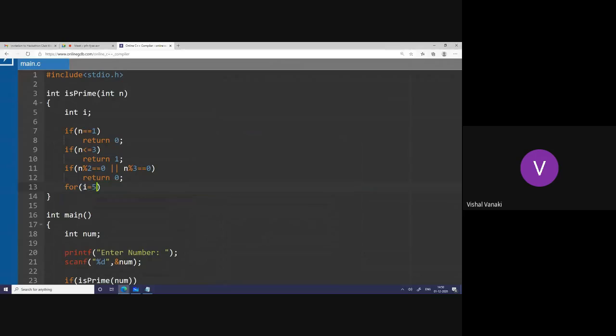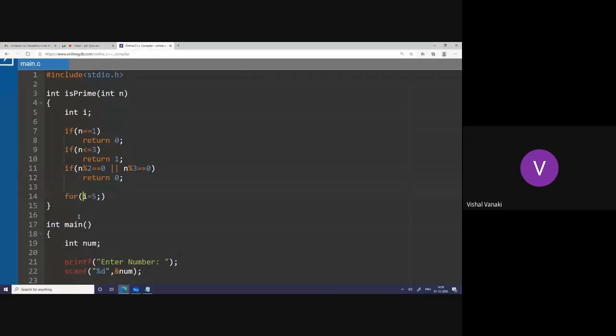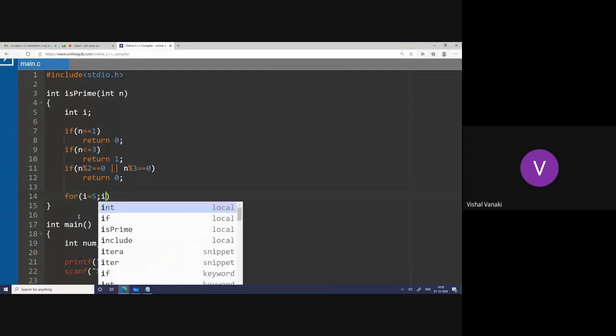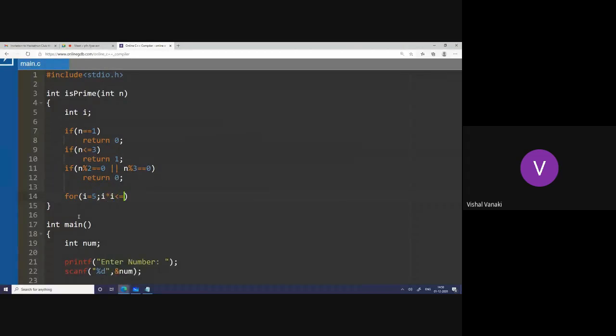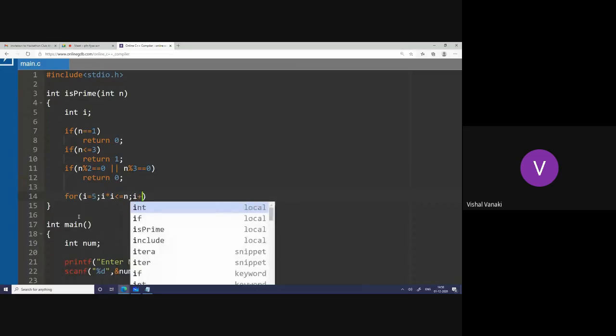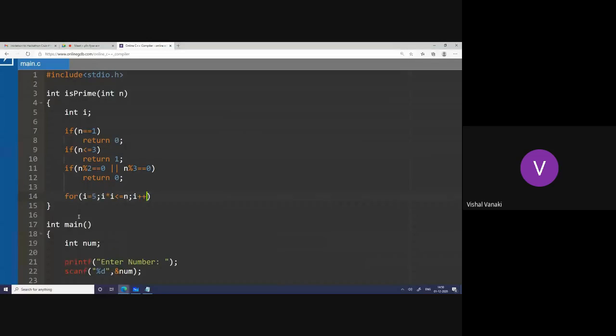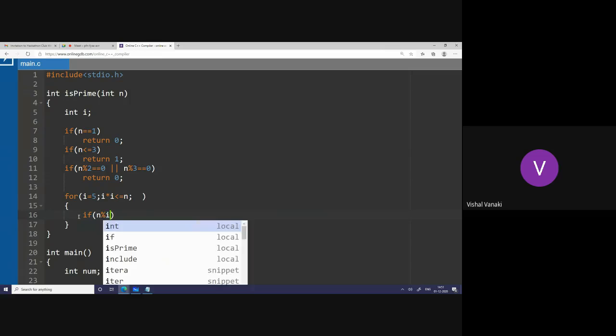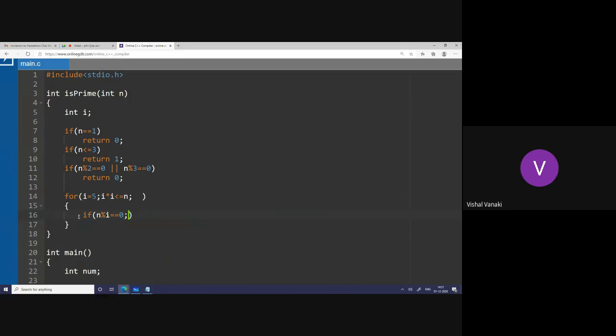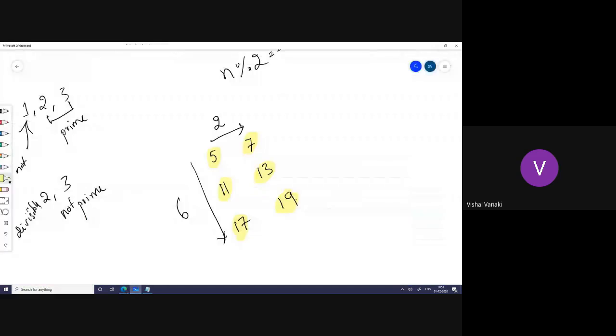So what is the exit condition? The exit condition is I star I less than or equal to n, and I plus plus. Sorry, not I plus plus. We'll keep that aside, right? Inside this, I will check if n mod I is equal to 0. What is the I value here? The initial first value of I is 5.